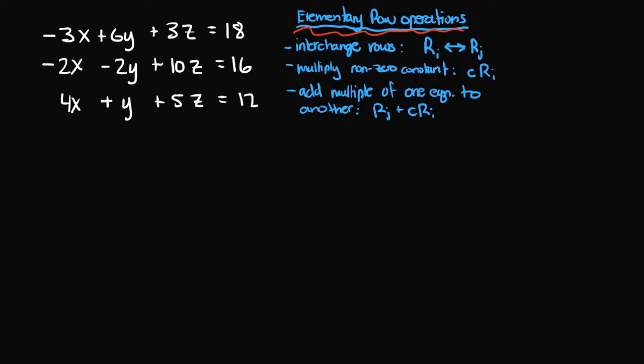Remember, we can interchange rows, we can multiply a row by a non-zero constant, and we can add a multiple of one row to another row to get a new row. Now, I am referring to the row terminology to refer to each equation. So when I say row 1, what I mean is equation 1. Row 2 would be equation 2, and row 3 would be equation 3. For me, it's just easier to say row instead of equation, and you'll know why once we get into the topic of matrices.